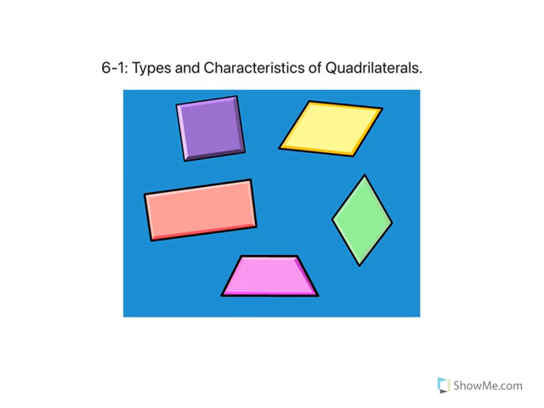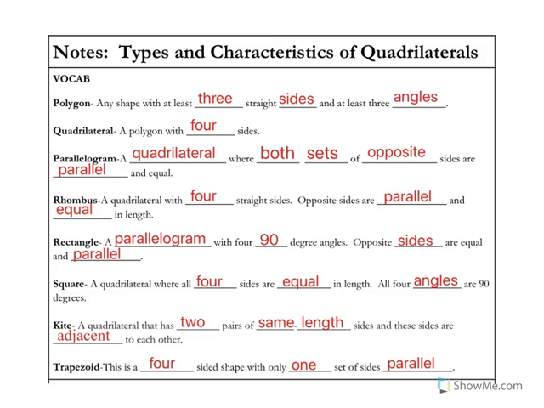Unit 6, Section 1, Types and Characteristics of Quadrilaterals. All right, we have a lot of notes for this because we are basically identifying and explaining the characteristics of each of these quadrilaterals. So let's start with polygon.